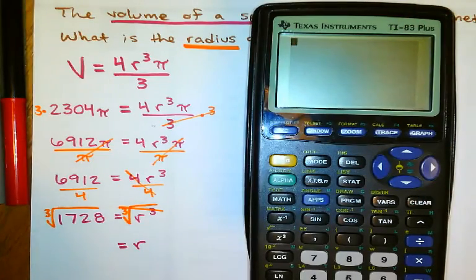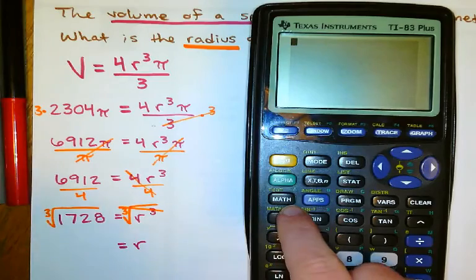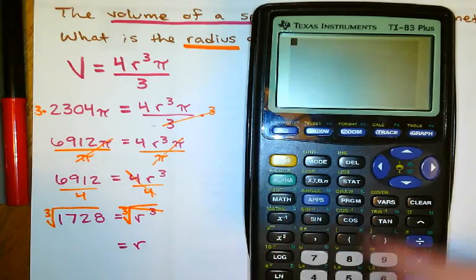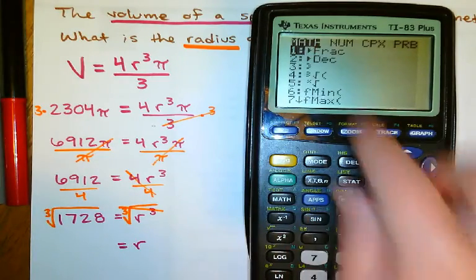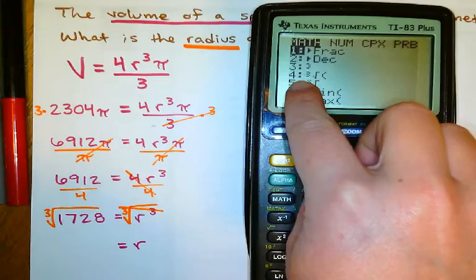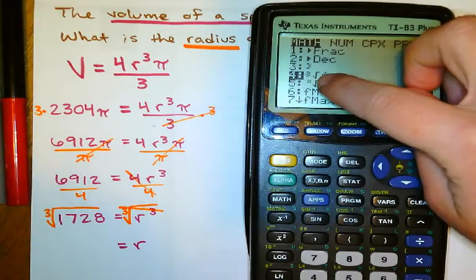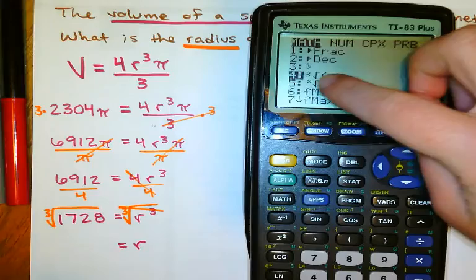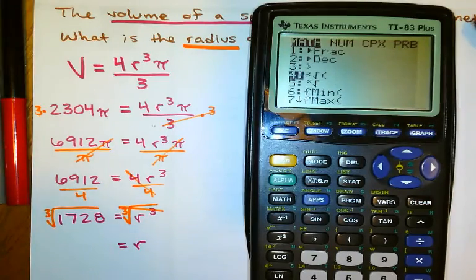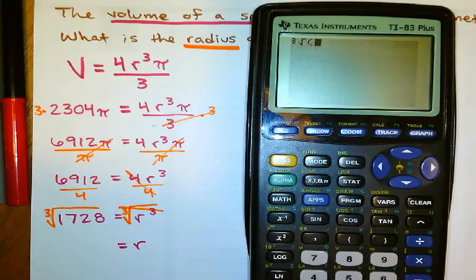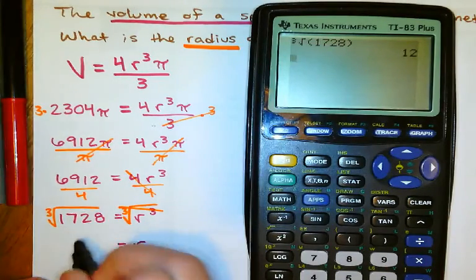So to find the cubed root, you're going to go to your math button, because we're doing math. Alright, and if you scroll down, you'll see here, for my calculator, it's number 4. There's a little 3 in front of our square root sign. And so that'll allow me to take the cubed root of any number. So I'm going to click on that, and I want to take the cubed root of 1,728. And I get exactly 12.